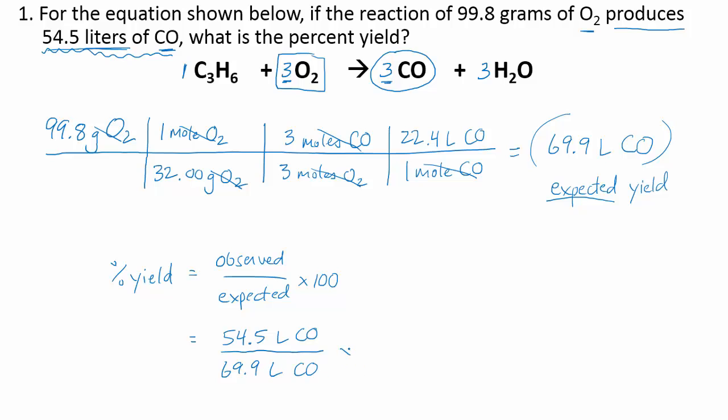Those units should match up because they're about to cancel out. When we divide, the liters of carbon monoxide will cancel out. And in the end, take that times 100 to get a percentage. You should find this is about a 78% yield.